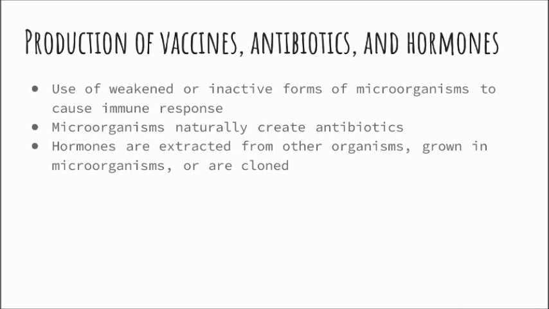As far as antibiotics are concerned, microorganisms naturally create antibiotics, especially fungi, in order to gain an advantage in their own biome. And then hormones, there are a lot of different ways that these can be manufactured. They can be extracted from other organisms. For example, sometimes we use pig insulin instead of growing insulin through microorganisms or cloning it. But it can be grown in bacteria or cloned from human insulin.